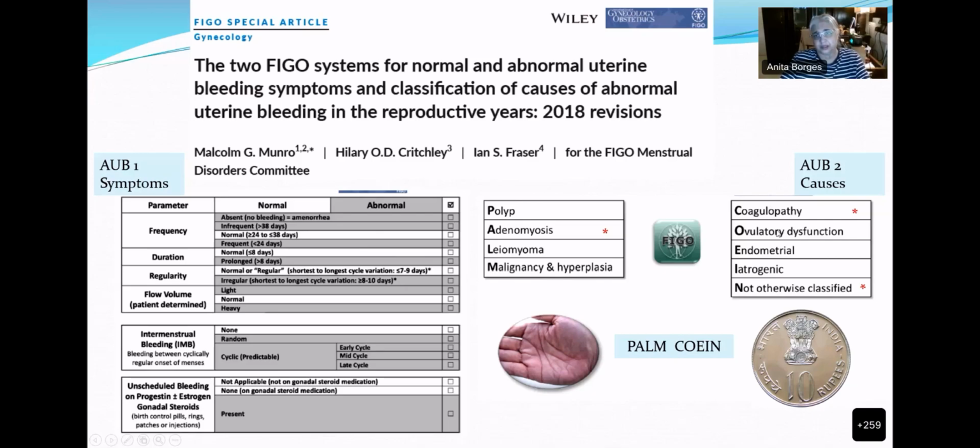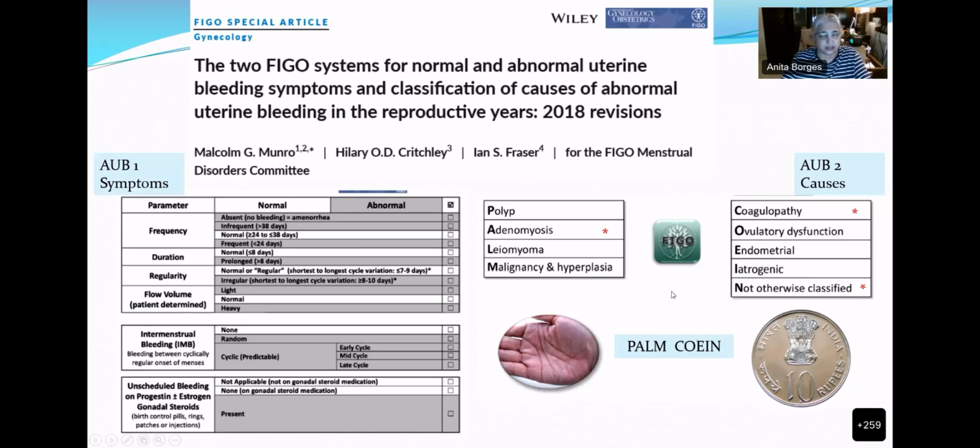One is coagulopathy. The other is ovarian dysfunction. You don't know whether there is ovarian dysfunction or not. There are endometrial causes, like I said, receptor-related causes, which you're not going to be able to discern unless you have a lot of history, which will help you to make some diagnosis. Then there are iatrogenic causes, some of which you will be able to determine, and there is something called not as classified. So this is known as the PALM-COEIN way of approaching dysfunctional uterine bleeding.